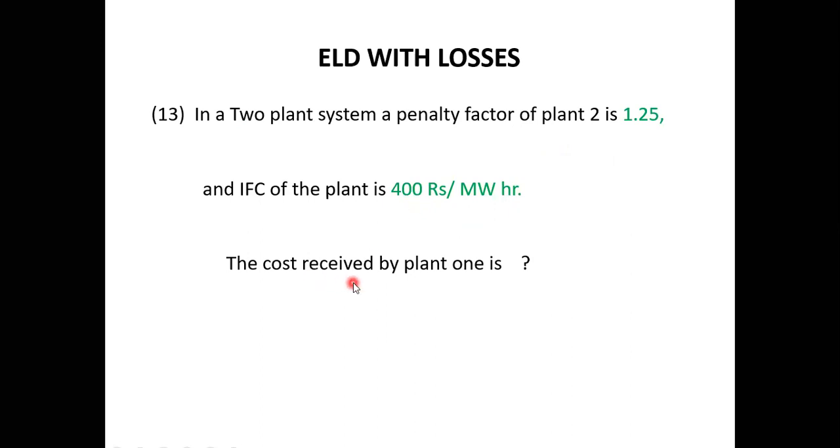And what they're asking is the cost received by plant 1. So what is the cost received? We have already done the same problem in case 1 problems. What is the meaning of cost received by plant? That is nothing but the lambda value. It means by using these 2 points, we need to find out the lambda value. So let's see how to get the lambda value.